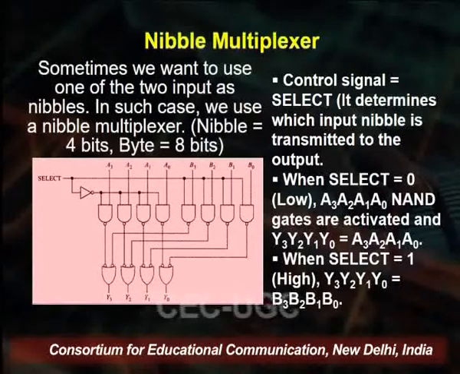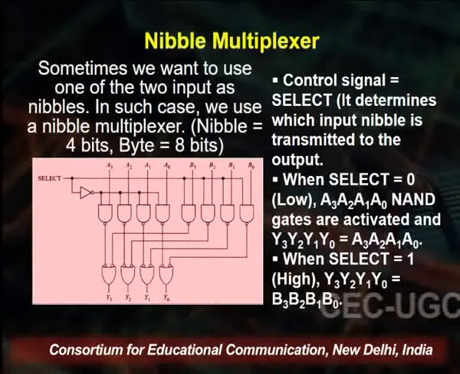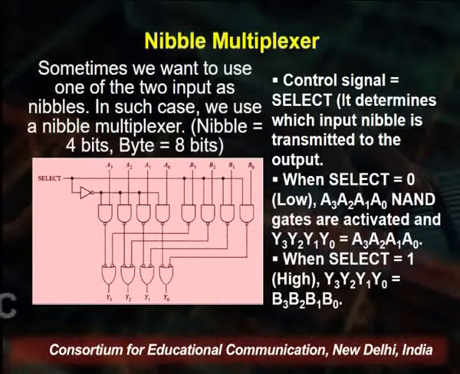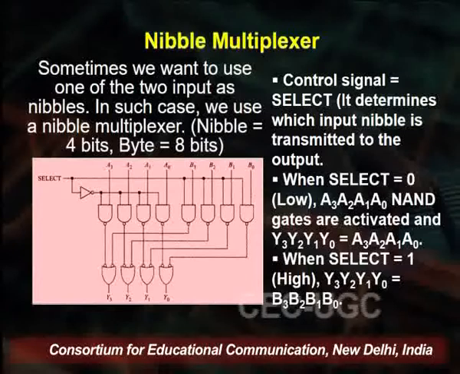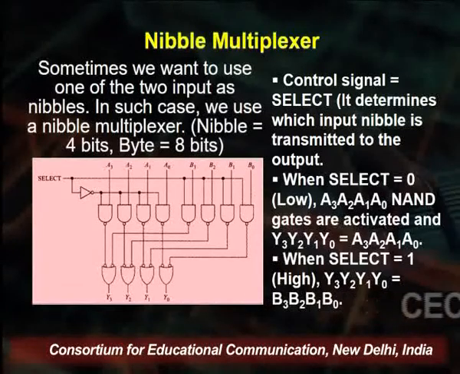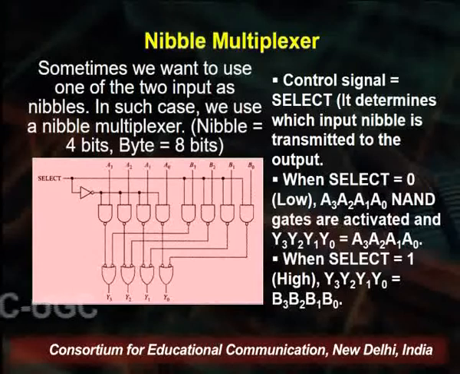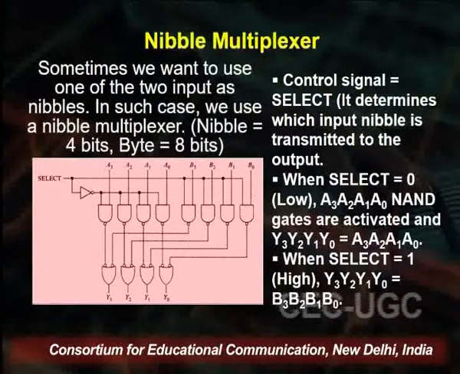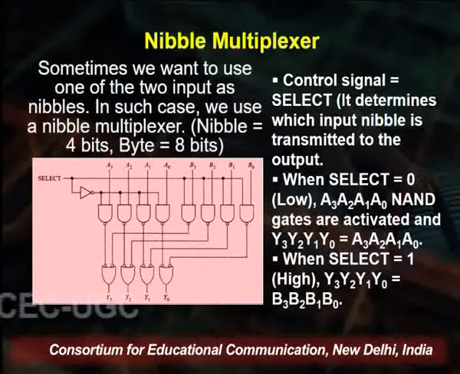Till the time we have the control signal here, shown as select, is having 0. Select line is also digital, hence it will have only 2 values, either 0 or 1. When select line is 0, then output will be A3, A2, A1 and A0, whereas when select line becomes 1, then we see that the output Y3, Y2, Y1, Y0 will be B3, B2, B1, B0.